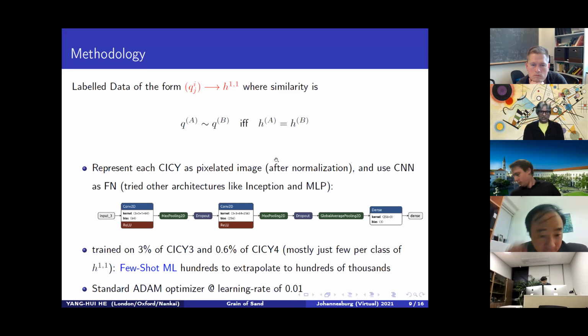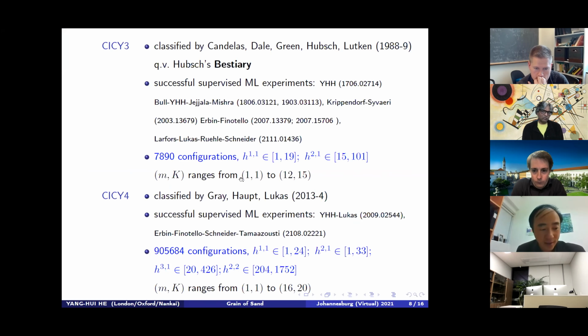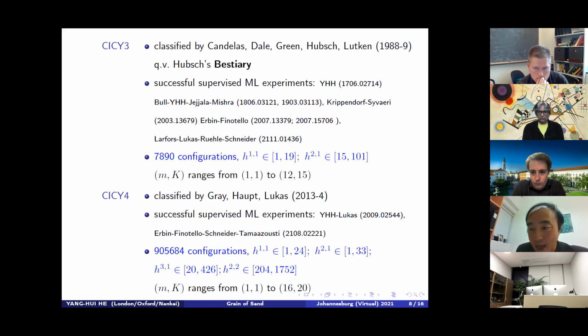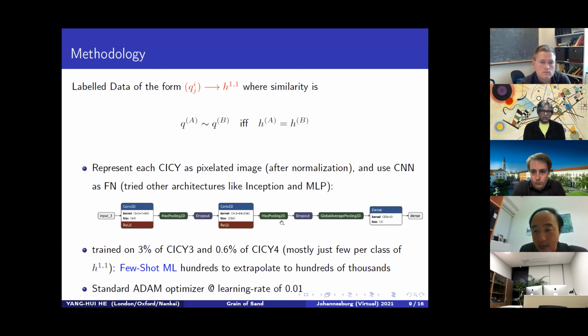So the reason I wanted to emphasize that these matrices are nice is that the CICYs are matrix representations, right? Whenever they're matrix representations, you can just represent them as pixelated images. That's the standard thing, and then you can use your standard convolutional network as your features network.